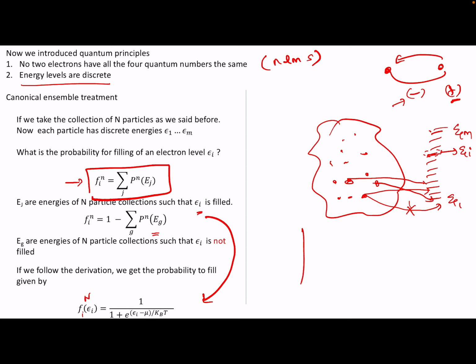If I plot this function f of Ei as a function of energy, it has this kind of behavior at temperature T equal to 0, and at any non-zero temperature this will change symmetrically about this particular point. At higher and higher temperatures you get something like this, and this energy level is called the Fermi energy level, Ef. This is the last energy level which is filled at 0 Kelvin. So these are some things which you have already known.